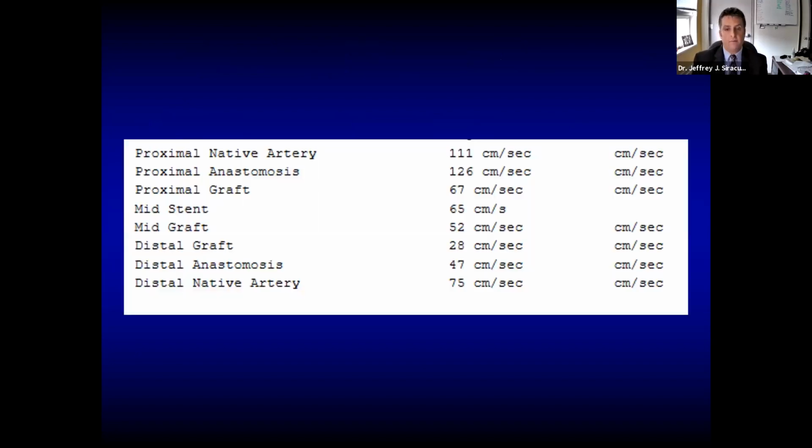This is an example of a bypass I had. You see here that distal graft velocities are 28, which is low. 45 centimeters per second is kind of what we use as the cutoff. But I also don't see an overall stenosis here. Sometimes these cases are challenging, and oftentimes I'll end up doing an angiogram on this patient, and you may see a stenosis, you may not. You may see a very dilated vein, which can lower your velocities, or you may see significant distal disease that is either not amenable or amenable to intervention that may be causing this lower velocity.